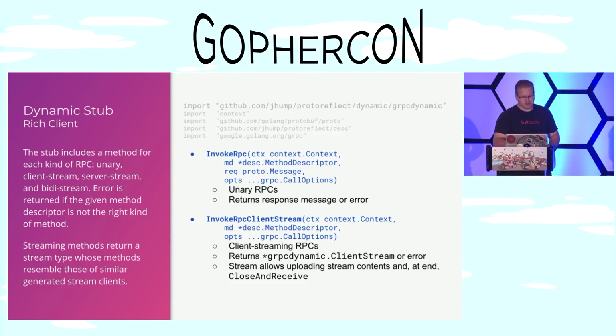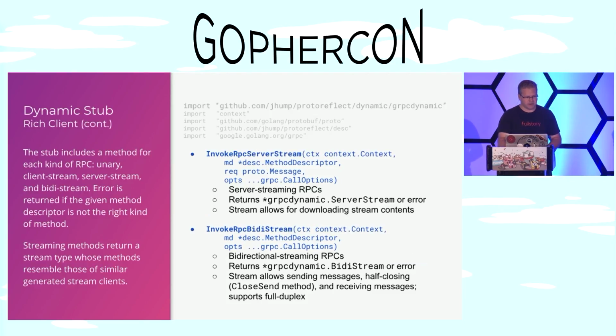The method signatures here resemble the method signatures of generated stubs. We'll see a key difference is that they all take a method descriptor. That's how it knows which RPC method we're actually invoking. So we see here signatures for unary and client stream. We have the same thing for server and bidirectional streams.